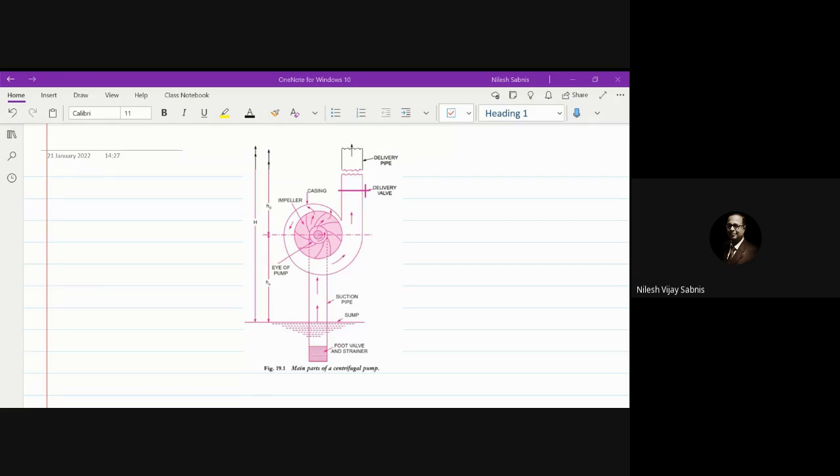Okay, good afternoon all. We will start our lecture. So today we will start with the next part of unit number 6, that is related with the pumps. Last lecture we saw something about turbine. Now today we will start with the pump.